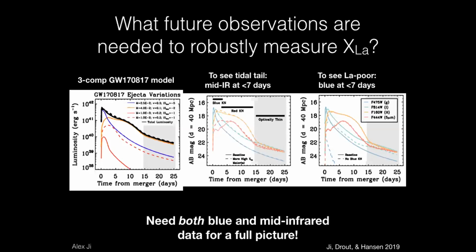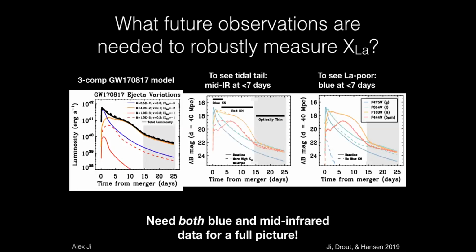And similarly, we need to make sure that we don't miss that early blue component, because that is r-process elements, but lanthanide poor. In this particular case, we got that. We managed to see it fast enough, but if we see it a little bit later, we need to continue to do those very blue observations to make sure we catch that lanthanide poor component. So the takeaway is we have to be fairly fast. Within the first week of a gravitational wave trigger, we have to be able to see both the far infrared and the relatively blue in order to be robust about measuring our lanthanide fractions.